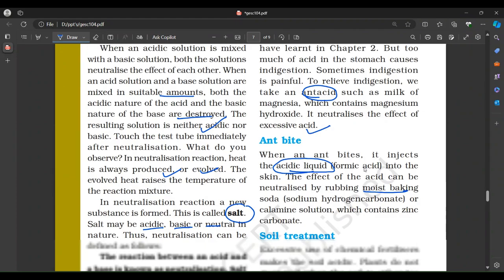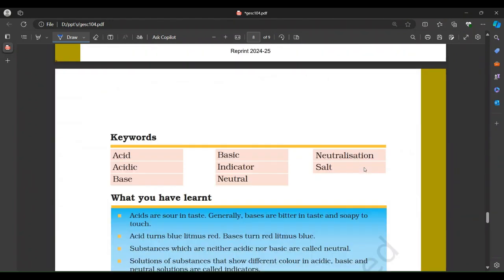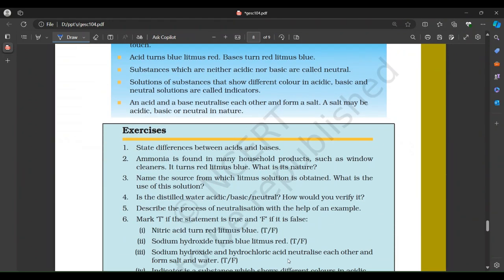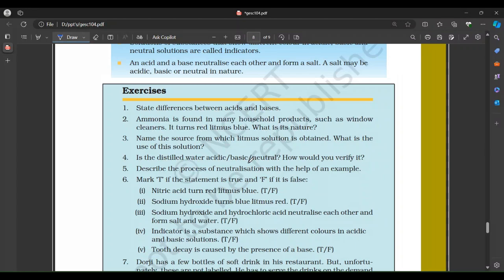Okay, so here we have finished this fourth lesson. Now we will see the exercise. The first question is: state differences between acids and bases. So you have to make two columns for acids and bases. First of all, the nature and the taste, that is, acid is sour and base is bitter. You have to give the examples, and show the nature also, that is, here acid is present and here base is present, and give the examples. In this way you can write.